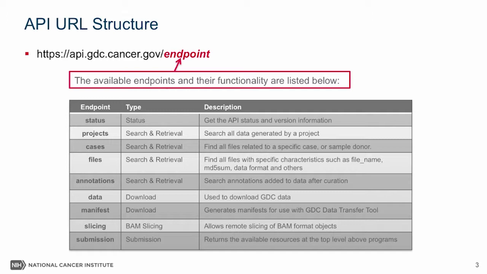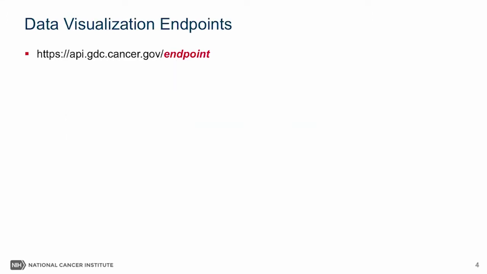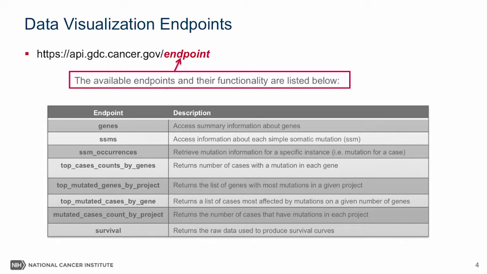Starting at the top, users may simply get the status and version information of the API. Search and retrieval endpoints can be used to find information about cases, files, or projects. The download and BAM slicing endpoints can be used to download data or to download specific sections of BAM files. Finally, the submission endpoint drives the submission portal and allows users to submit new data to the GDC in accordance with our data model. The data analysis and visualization tools available in the GDC portal also have specific API endpoints that users may use to extract data. The table below lists these endpoints.